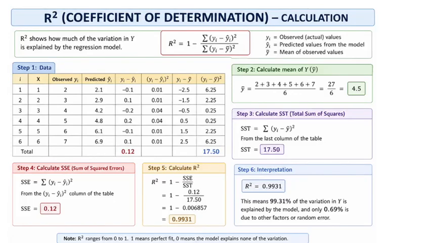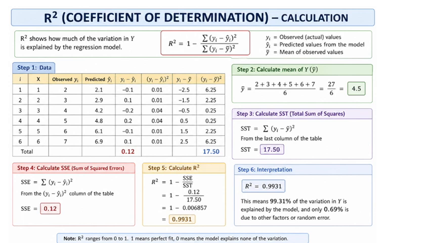Hi everyone, in this video we are going to learn about the coefficient of determination, which is called R square. First we'll learn what the coefficient of determination is, what its importance is, and what this R square actually tells about the linear model. Then we will understand the calculation of this R square, or coefficient of determination.